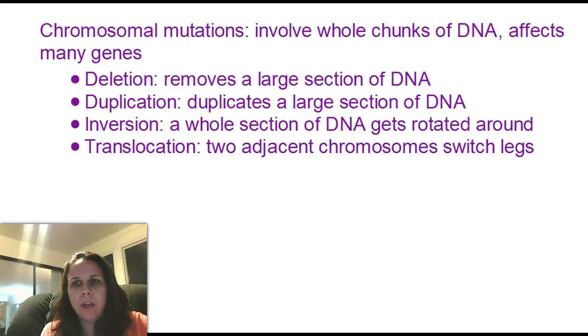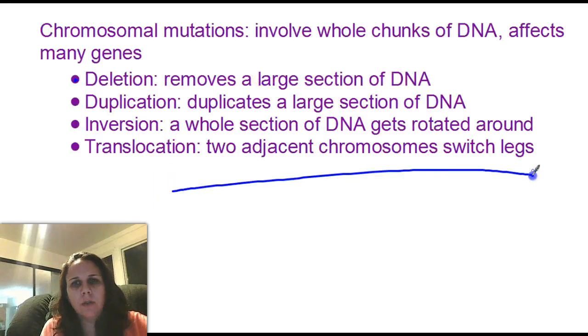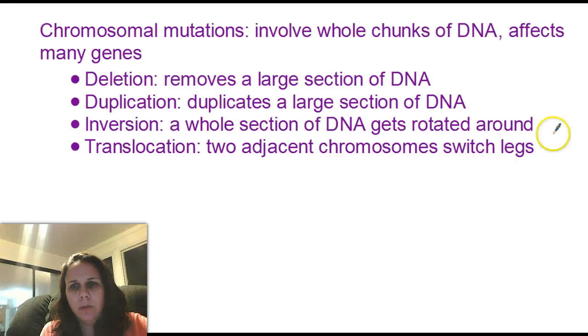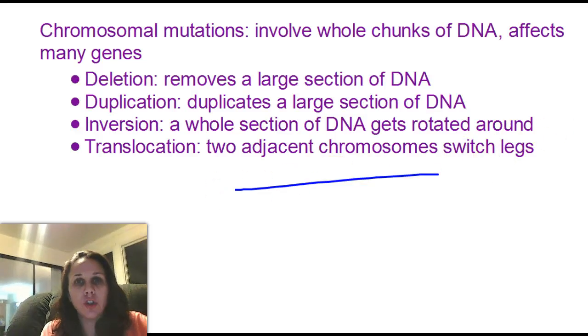The first example of a chromosomal mutation is a deletion, and just like it sounds, you remove a large chunk of DNA. So if here's my DNA, then what's going to end up happening is I'm going to remove a chunk and all the genes that go with it, and then I'm just going to take this part and scoot it over and glue it on here. And so now my chunk is shorter and it's missing a whole bunch of genes.